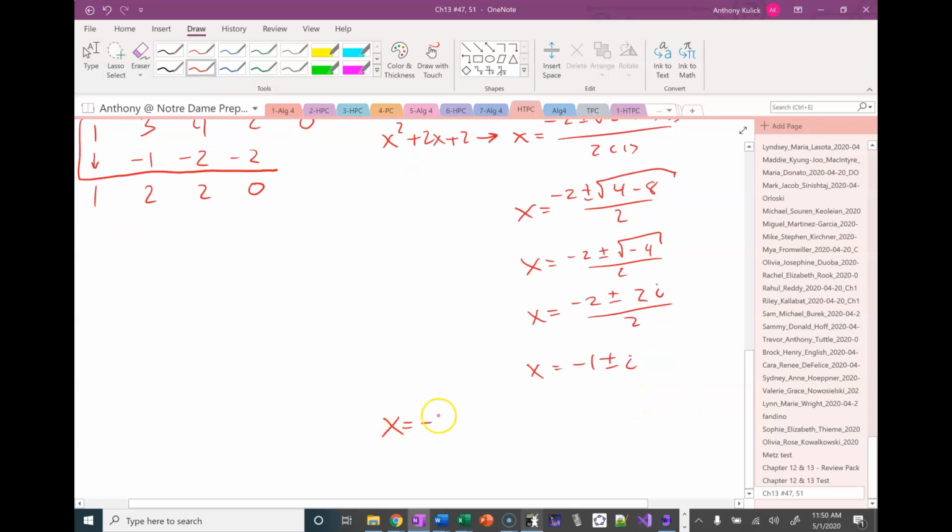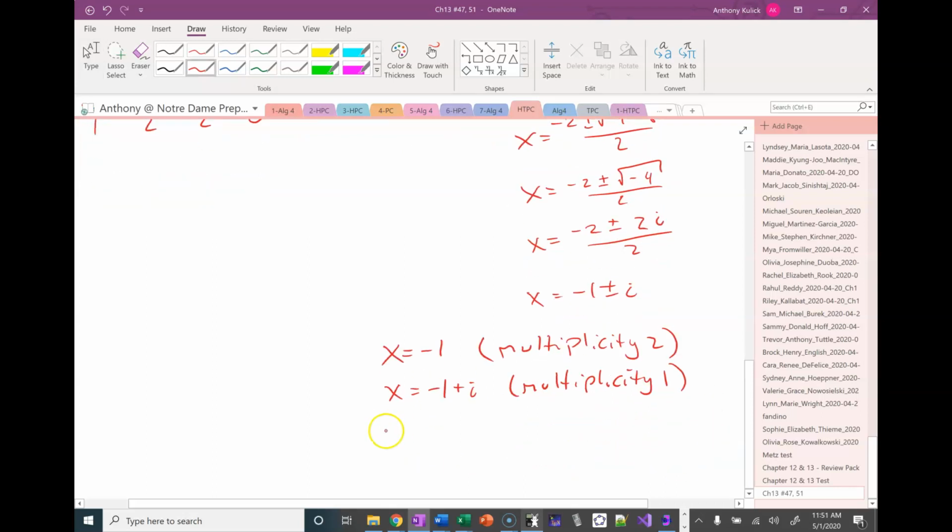So I have the solution negative 1, and I got that solution twice. So that has a multiplicity of 2. And then I have the solution negative 1 plus i. That has a multiplicity 1. That only happened once. And then I have the solution negative 1 minus i, which has a multiplicity 1, because I got that solution just one time. And that's my answer.